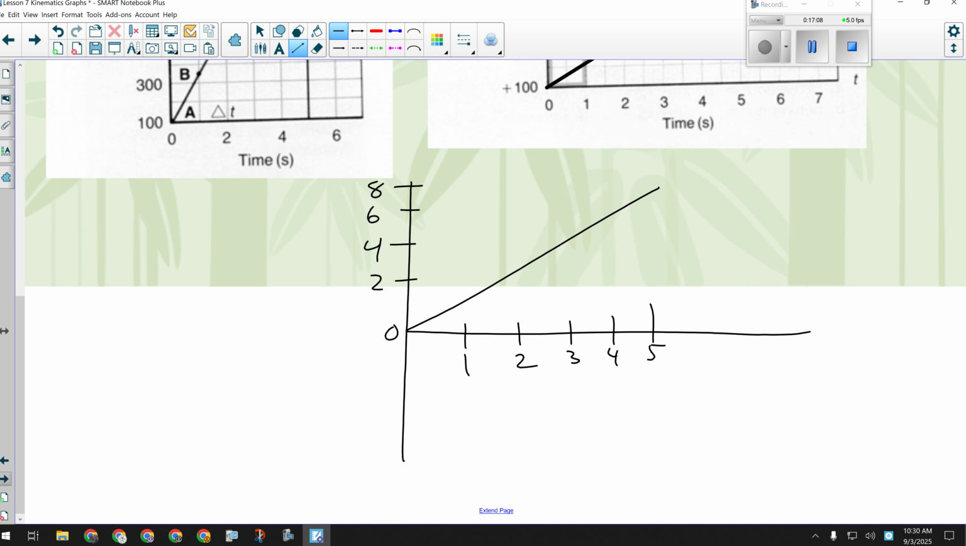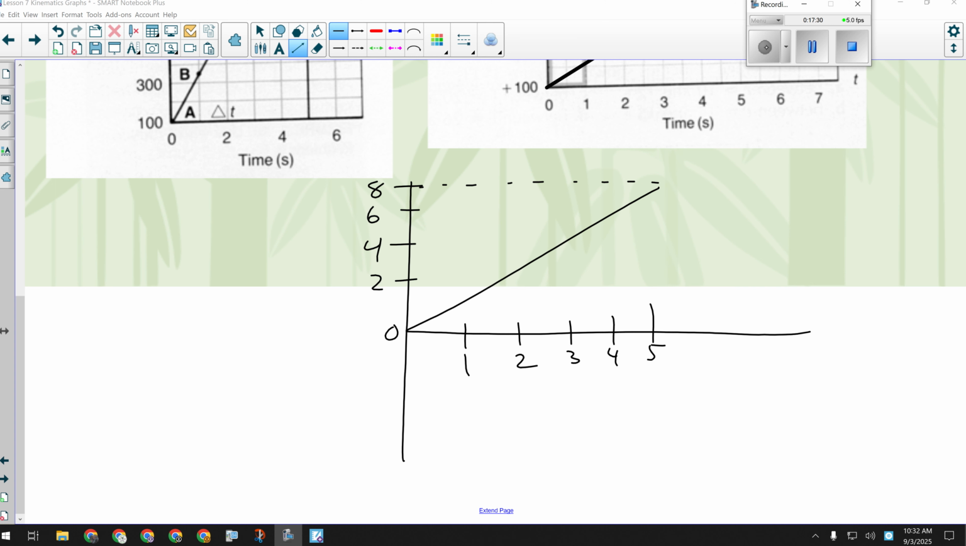Okay, that's an accelerating object, agreed? Calculate its displacement for me over the 5-second interval. We're going to assume it goes up to 8, and over to 5, obviously. I'll give you a minute on that one.